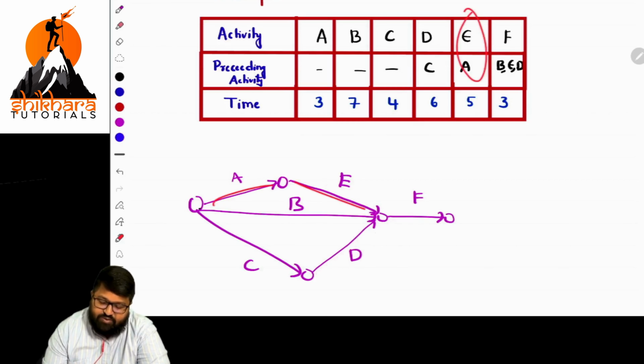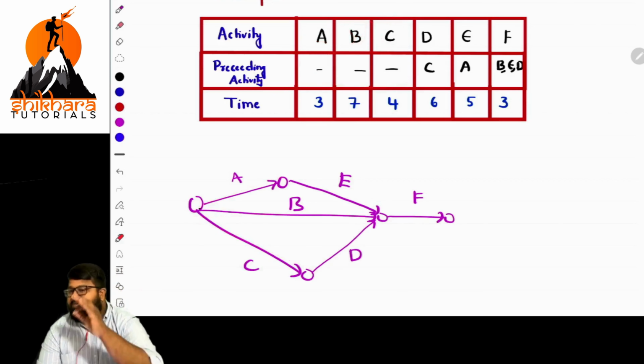What about next, E? E starts where A ends. Superb. What about D? D starts on the completion of C. Fine, sir. Superb. A, B, C: preceding that there is nothing. So A, B, C have no preceding activity. Our diagram is a perfect diagram.